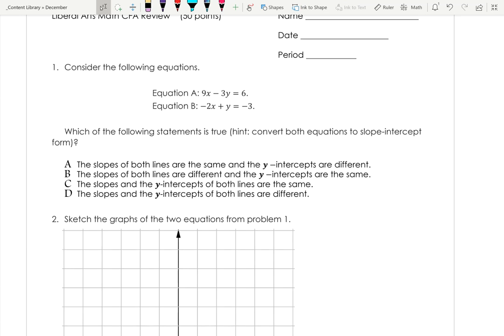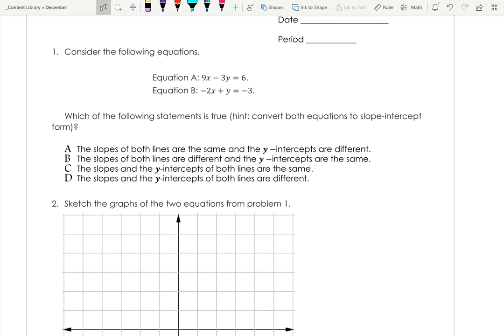All right, so starting with number 1, consider the following equations. Now, which of the following statements is true? The slope of both lines are the same and the y-intercepts are different; the slopes of the lines are different and the y-intercepts are the same; both slopes and y-intercepts are the same; or slopes and y-intercepts are different. Obviously, we're going to follow our hint, convert both equations to slope-intercept form first. So let's give that a try.